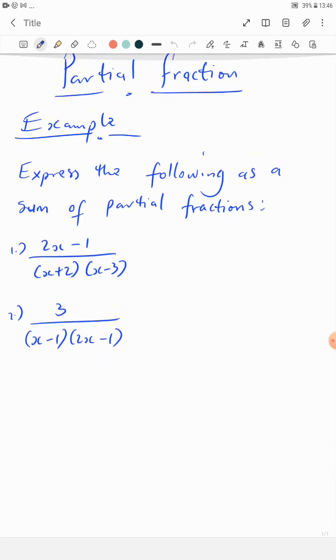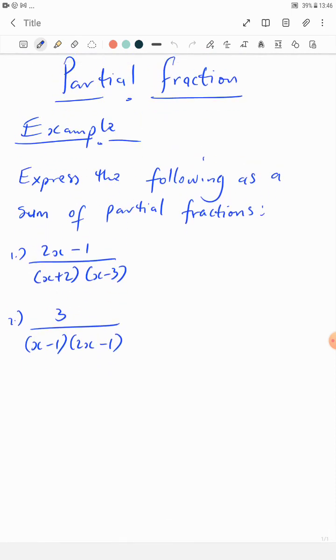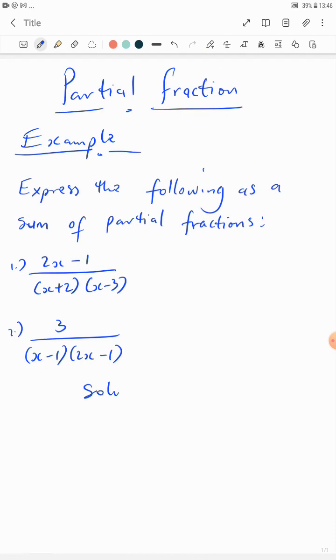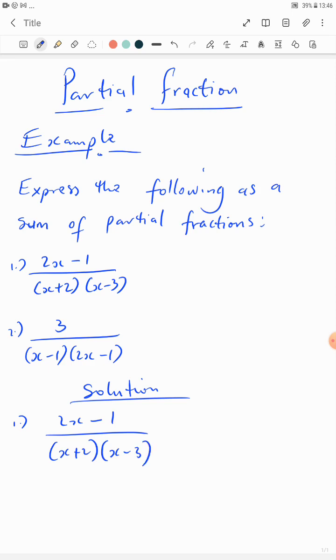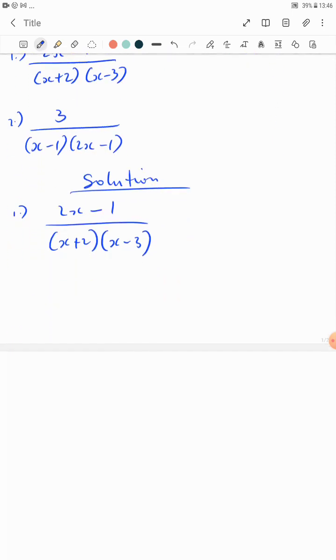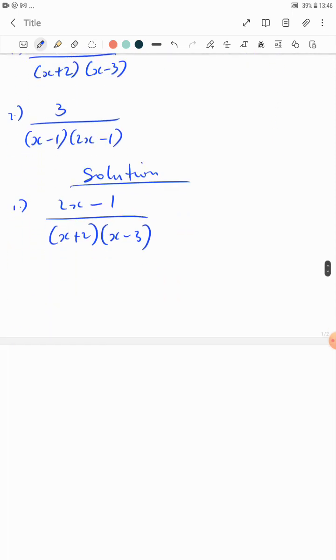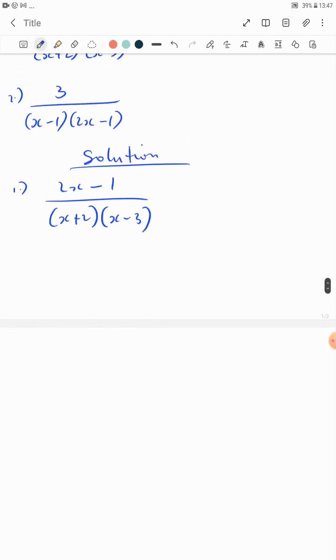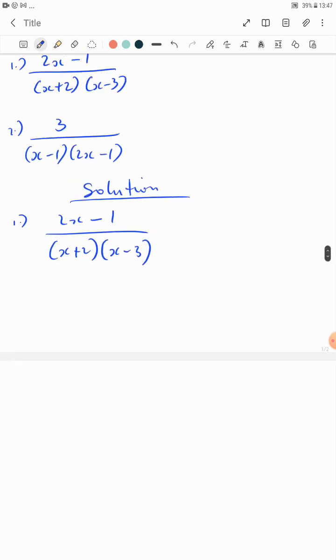So we have: express the following as the sum of partial fractions. Solution: you have (2x minus 1) over (x plus 2)(x minus 3). Just like I have already explained in the second video, the first thing you have to check here is the denominator. Look at your denominator, okay? What we have here now is a linear denominator.